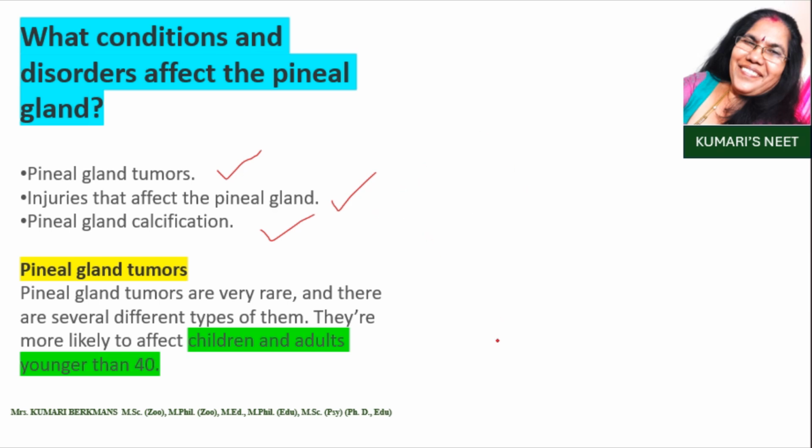And pineal gland tumors, whom do they affect? They affect children as well as adults, those younger than 40. Those people are often affected by pineal gland tumors. This point is also very important, so make a note. And what are the three different disorders that affect the pineal gland? Pineal gland tumor, injuries, as well as calcification of the gland. Calcification, in the sense, calcium deposited on the pineal gland.